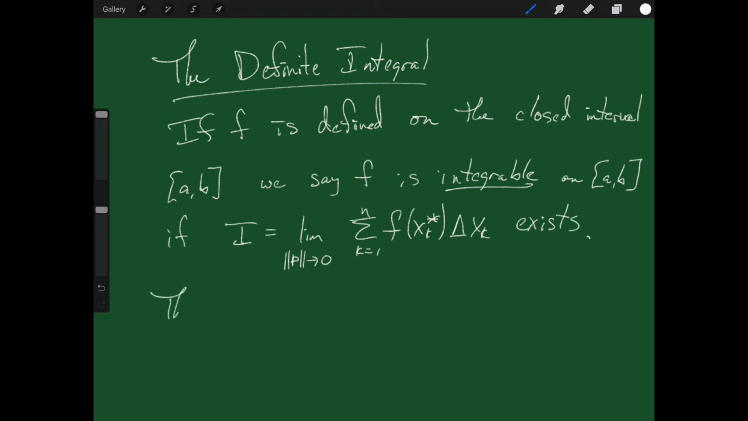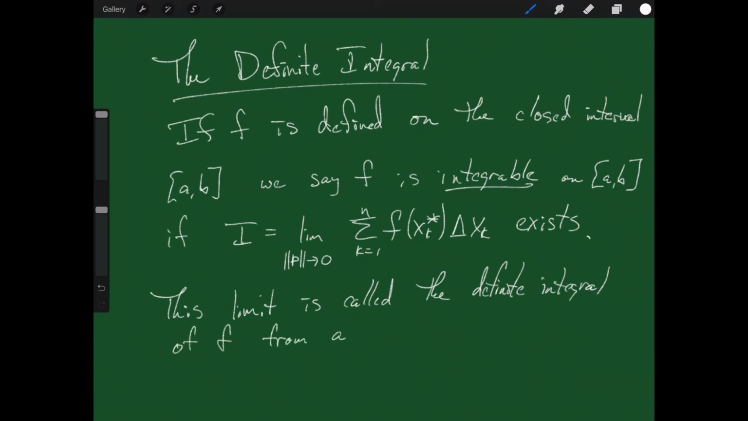This limit is called the definite integral of f from a to b. Okay? And this is the way we write a definite integral. Instead of writing this big mess every single time that we write a definite integral, we have a shorthand for our definite integral.